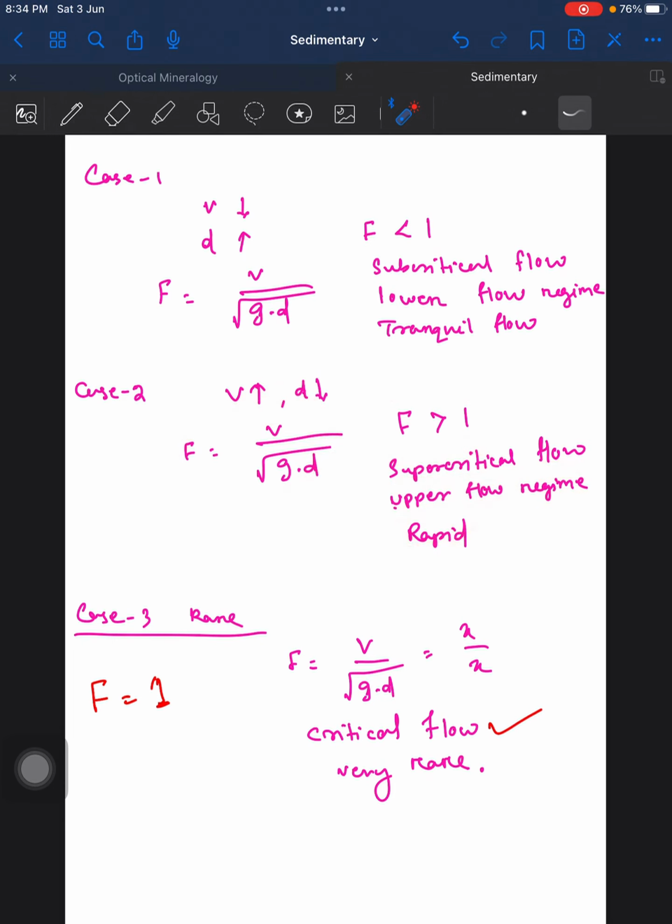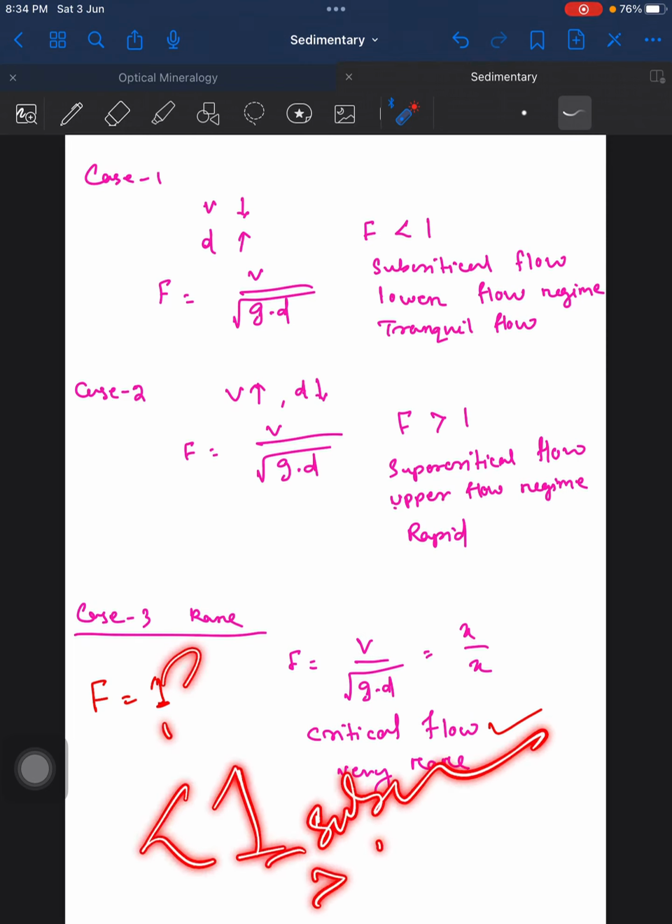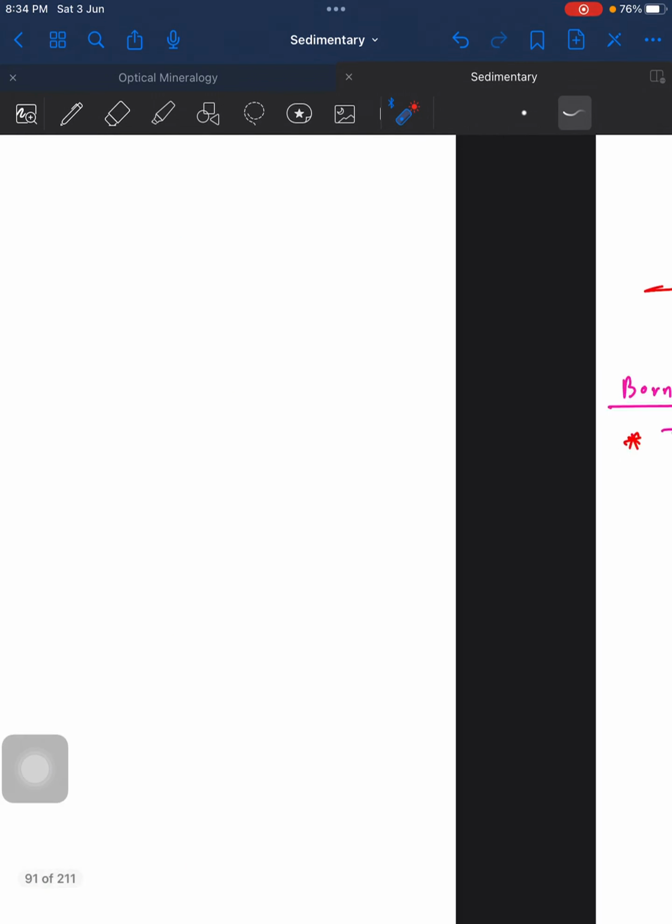This is the summary of whatever we read, and F equal to 1 is very rare because this and this should be equal, and that is very rare. Okay, so this is known as the critical flow. Less than 1 is subcritical flow, greater than 1 is supercritical flow, and 1 is critical flow. Okay, so these are the things.